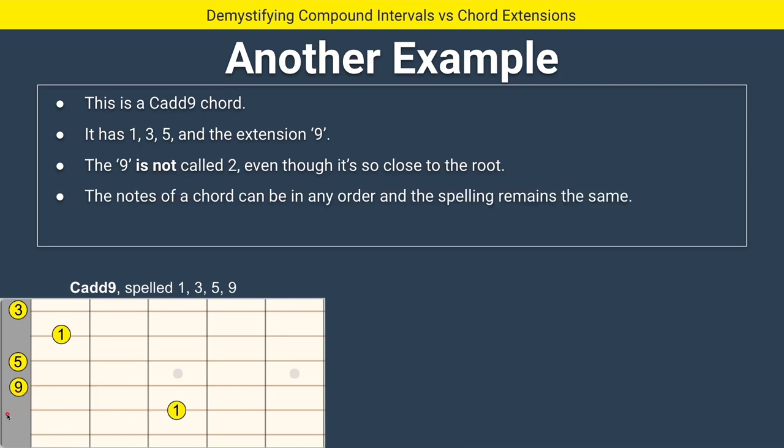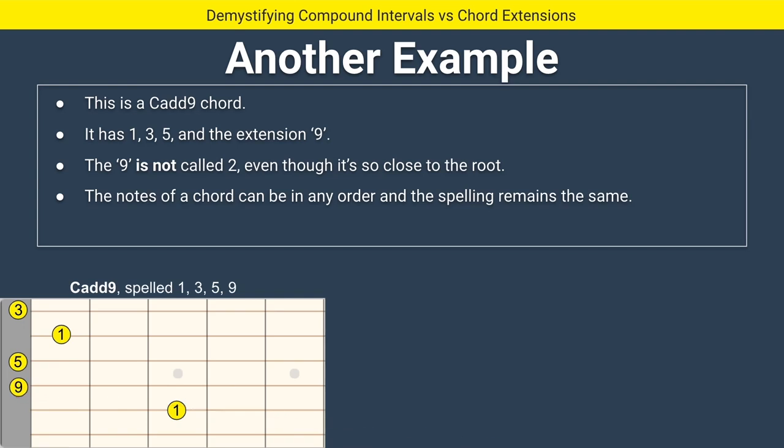So the notes of a chord can be in any order, and the spelling remains the same. So the spelling is this. We'll be studying a lot of chord spelling later. But any order you put these in, it's still going to be C add 9, and they still are going to be labeled the same, right? The interval of a 9, just purely as an interval, would mean that it's an octave away. It's the 2 that's an octave up. As a chord tone, it's the chord tone 9.